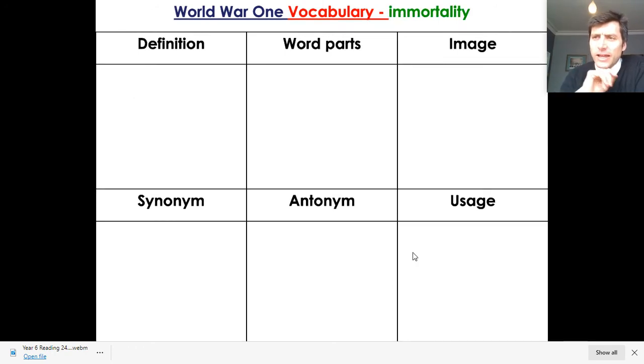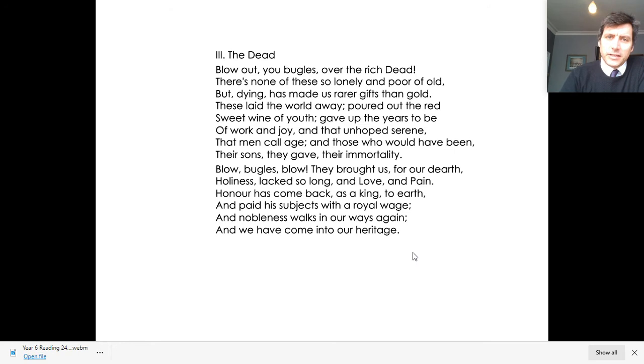I'd like you to try and think about the word immortality. I'd like you to complete one of these grids for immortality. We talked about mortality being something that people who die experience. So immortality, what would that mean? Have a think about that.